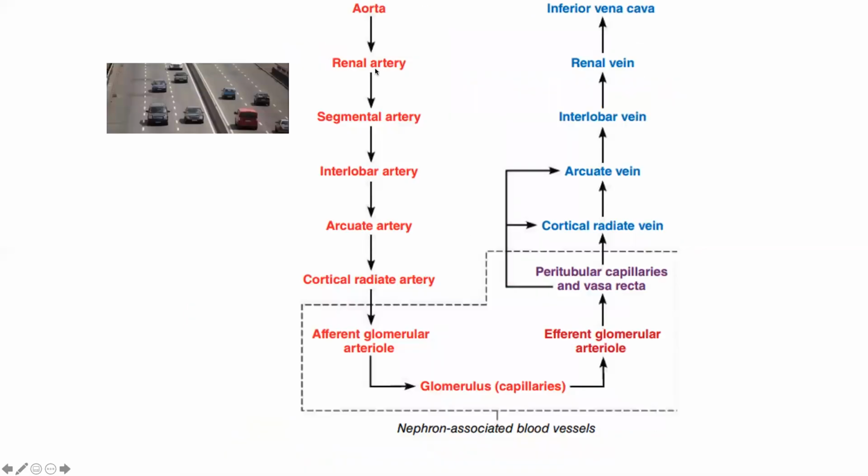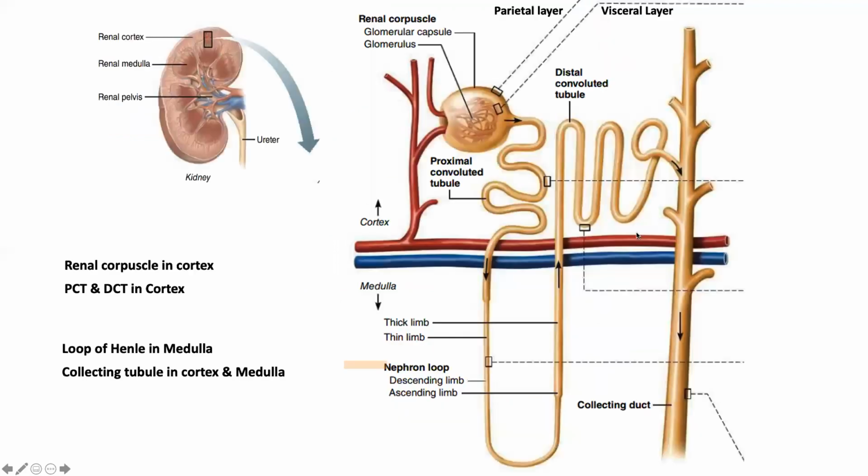So as we understand, all the arteries come in and the veins come out. Efferent arterioles become glomerular capillaries, become efferent arterioles, and then they will continue around the renal tubules as peritubular capillaries and vasa recta, which are straight vessels, and finally leave as the cortical radiate vein. Of course, we have the cortical radiate artery. Here we have the cortical radiate vein.